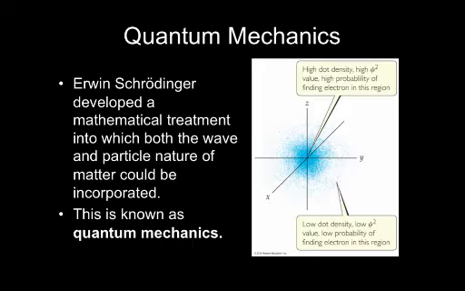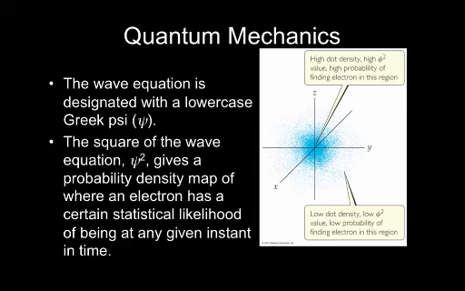Erwin Schrödinger came along and modified Bohr's model a bit by developing a mathematical treatment to try to figure out where the electrons were. His model also takes into account not only the particle nature but also the wave nature of matter. This is known as quantum mechanics. He also developed something called the wave equation.